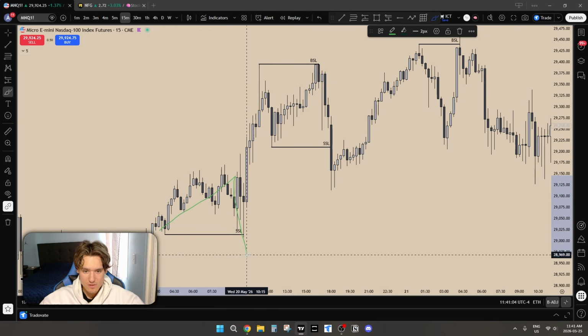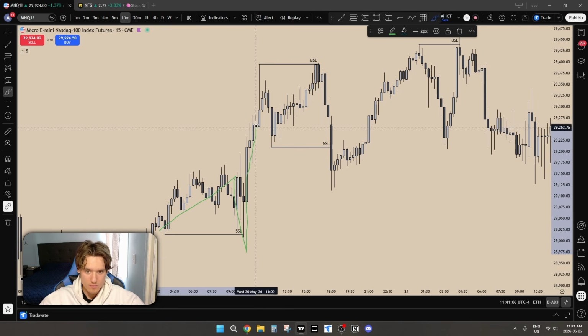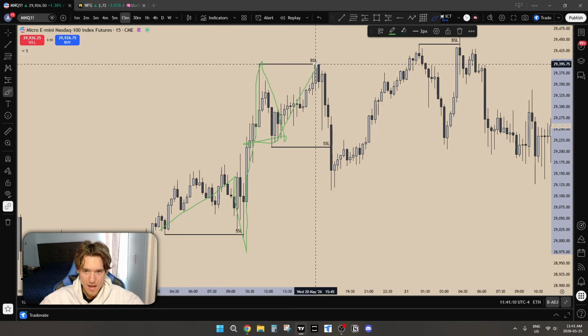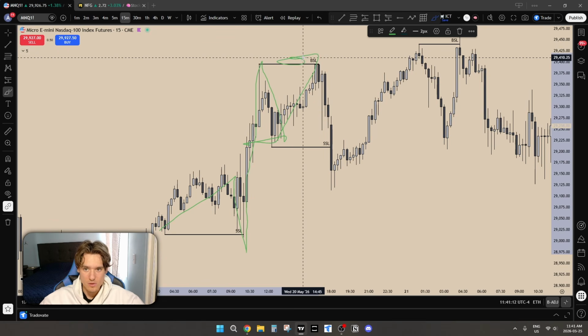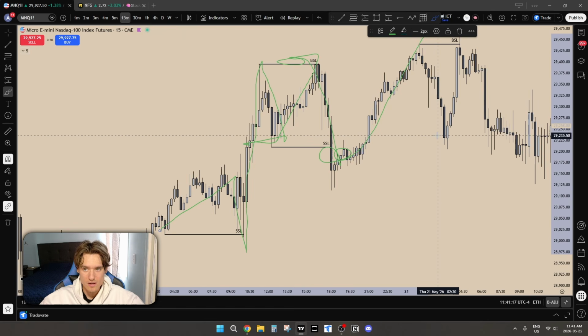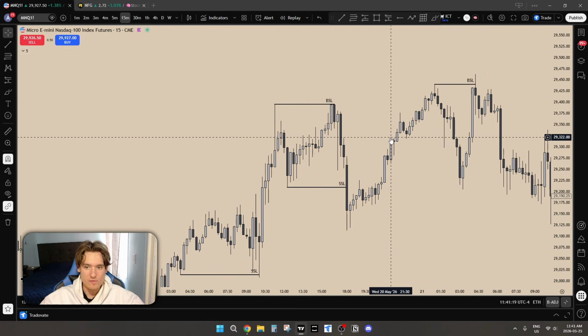We push up, sweep liquidity, then we have the momentum to push higher. Come lower, sweep liquidity, have a momentum to push higher. Sweep liquidity, have a momentum to push lower. Sweep liquidity, have a momentum to push higher. That's exactly how these markets move. It's literally like a human lung.